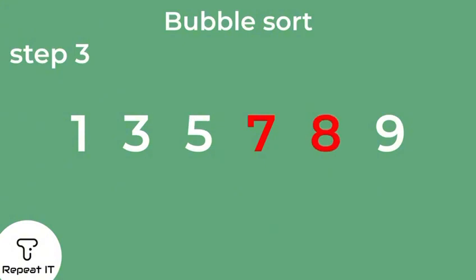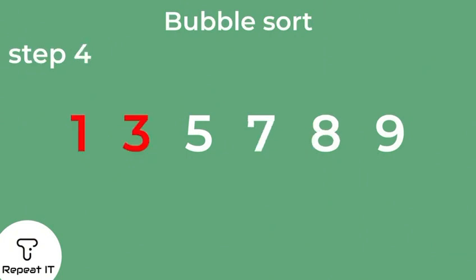Then we compare 7 and 8. 7 is lower, so they stay on their own spaces. Also, 9 will stay in the last order till the end of the sort, because we compared it with all the numbers in the list.